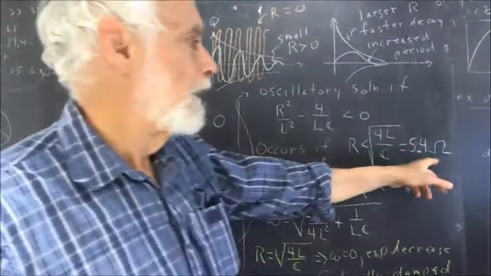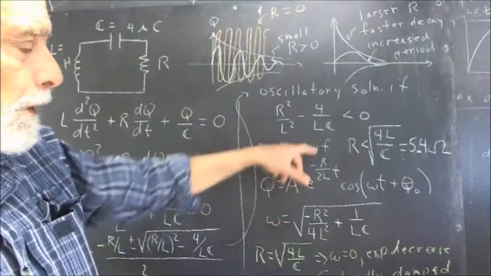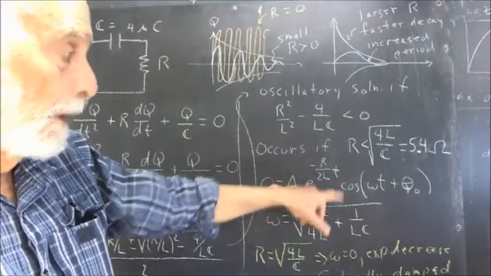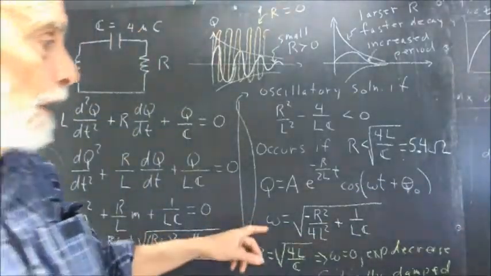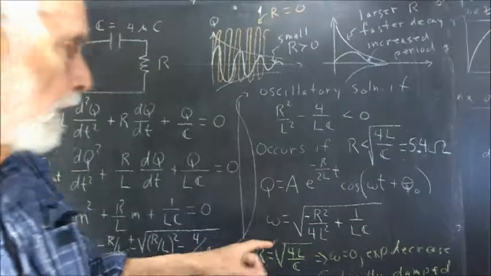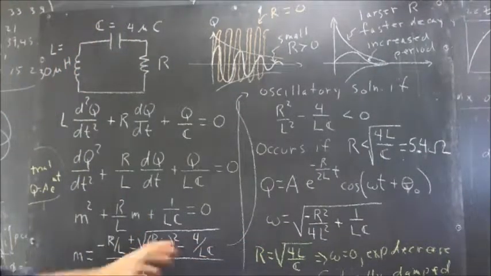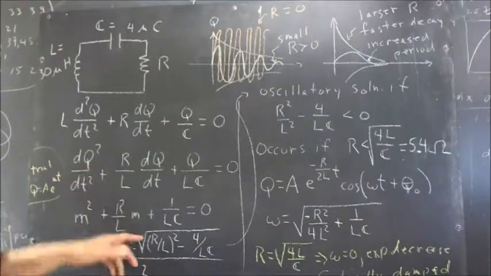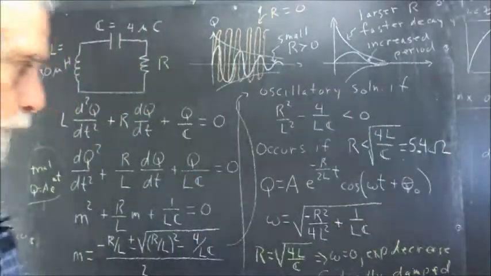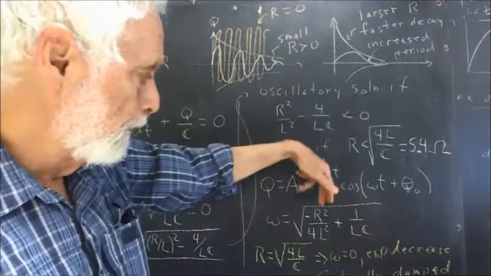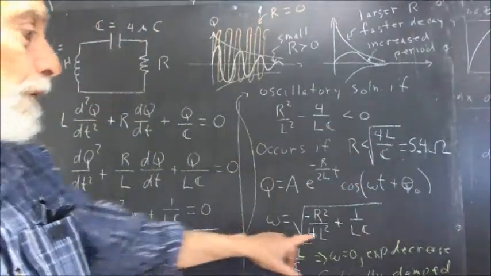So if R is less than 5.4 ohms, our solution is going to have the form Q equals A e to the negative R over 2L times t, times the cosine of omega t plus theta naught, where omega is the square root of the absolute value of what's under here. The i comes from the negative 1. So multiplying this by negative 1, we get this, and then the i comes out from the square root of negative 1. And I'm just waving my hands over that. That is, again, something you should be very familiar with. So there we have it.